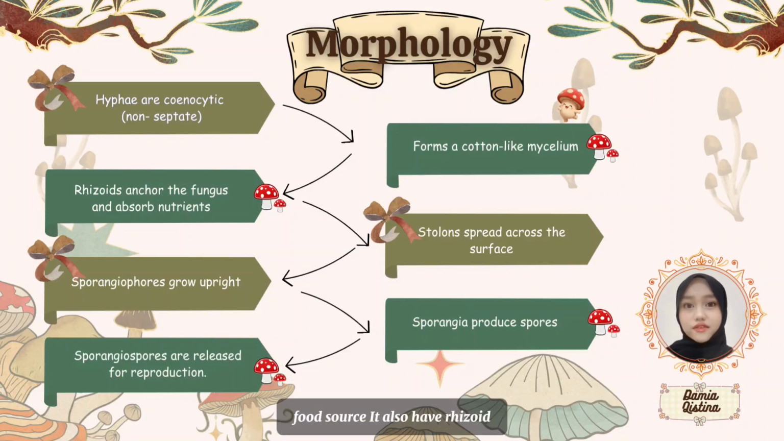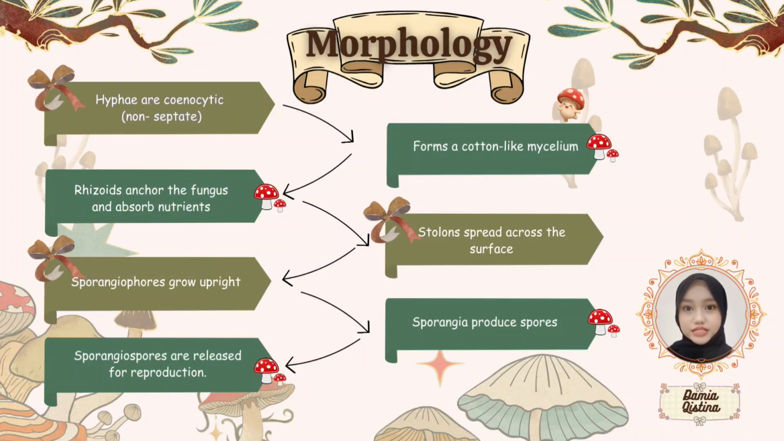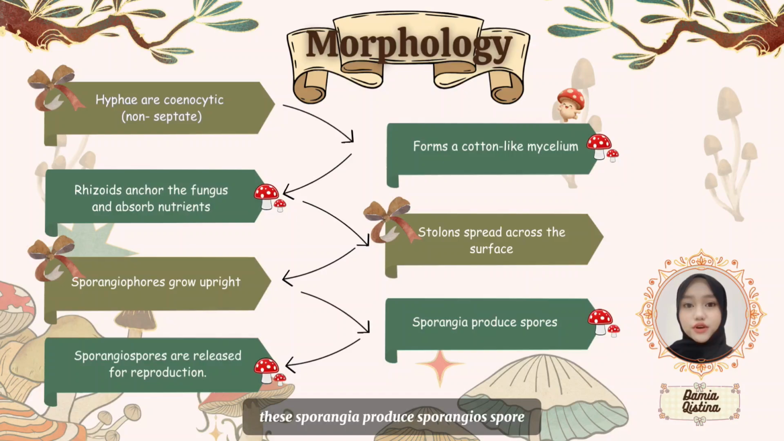It also has rhizoids, which function to anchor the fungus firmly to the substrate while absorbing nutrients. In addition, stolons grow horizontally across the surface, enabling the fungus to spread efficiently from one area to another. Furthermore, upright structures called sporangiophores bear sporangia at their tips. These sporangia produce sporangiospores, which are released into the air and dispersed to new locations, allowing the fungus to reproduce and colonize other suitable habitats.